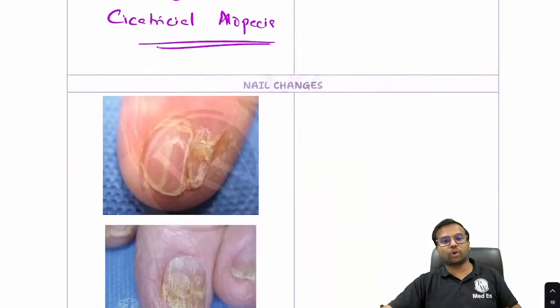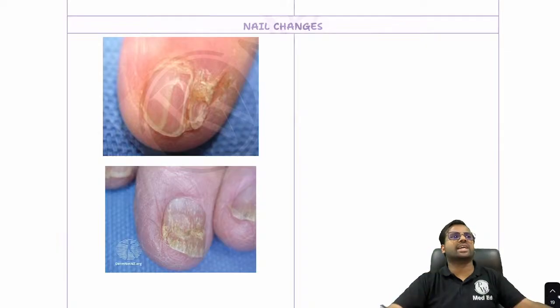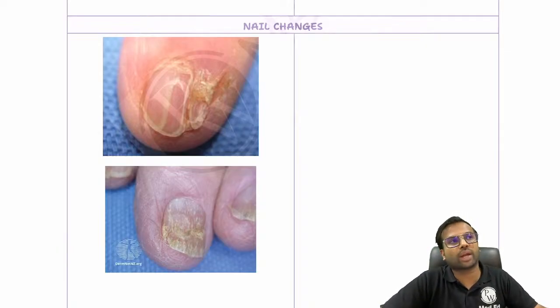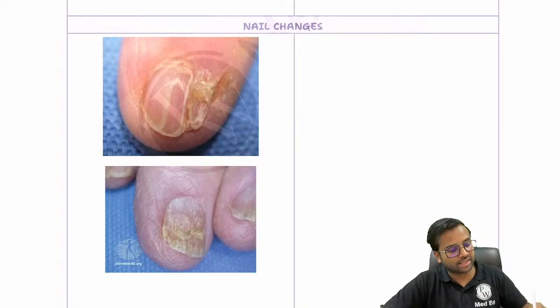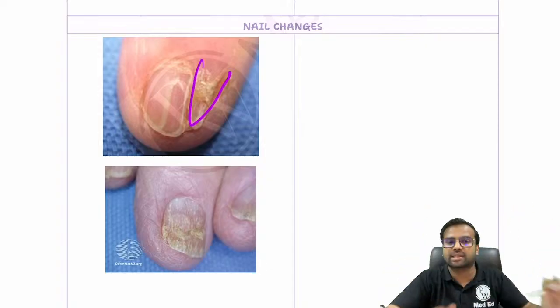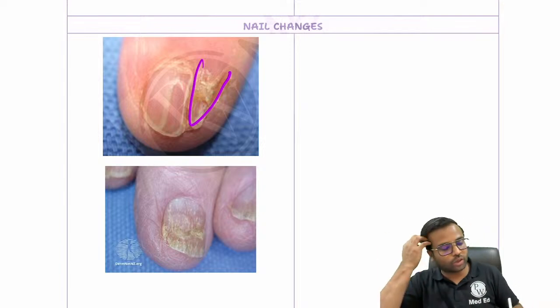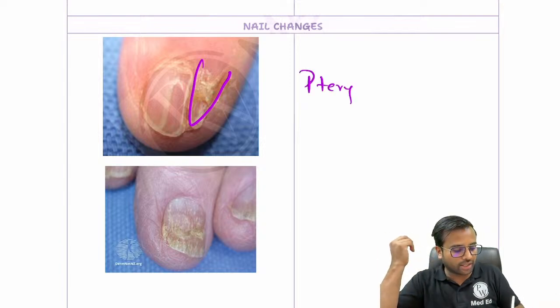Okay. So now let's go to the next one. Some of the nail changes that you can see in lichen planus. What are the nail changes you can see? What about this kind of wing-shaped extension from the nails? Very good. This is called pterygium of the nails.